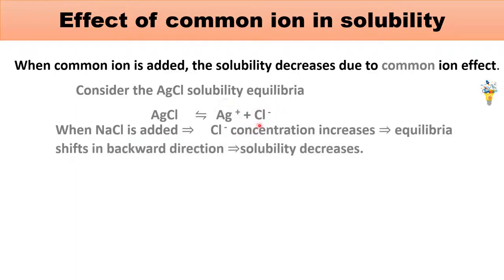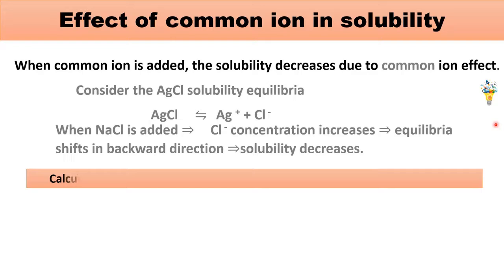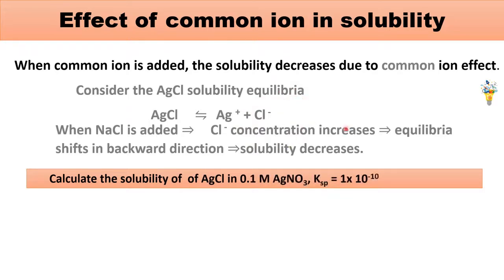According to Le Chatelier's principle, what happens? As the concentration of the product increases, the equilibrium shifts in the left-hand direction, that is, the backward direction. So the solubility decreases, that is, the formation of AgCl is enhanced. So the dissociation decreases. Consider one problem. When silver chloride is present in silver nitrate solution, what happens? Silver nitrate supplies the Ag+ ion, so it is the common ion. As a result, the solubility decreases.